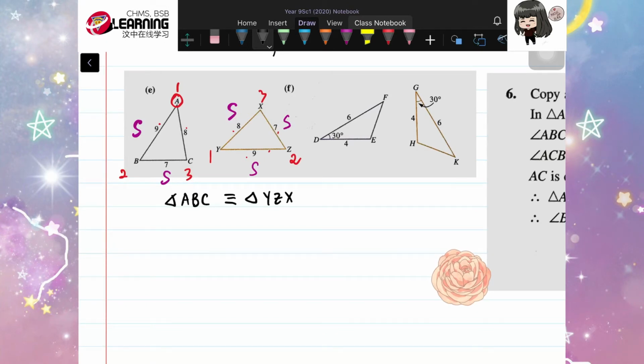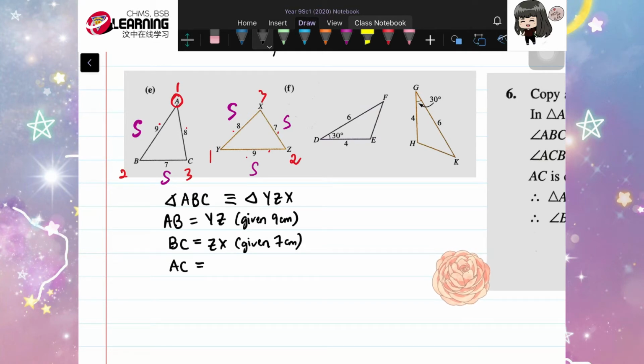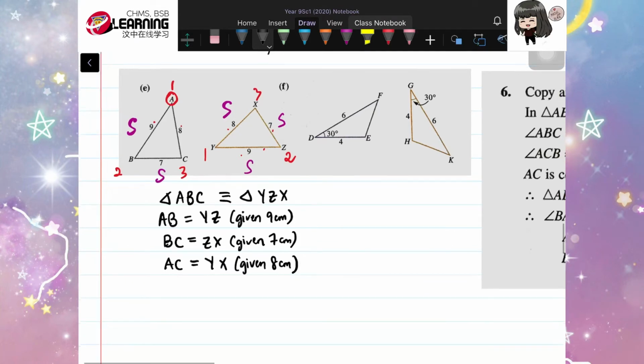Okay, so we have to write down the reason. The reason is basically SSS, side, side, side. So we have to mention all the sides which are the same. AB equals YZ, which is given 9 cm, and then we have BC equals ZX, which is given 7 cm, and the last one, AC equals YX, which is given 8 cm.